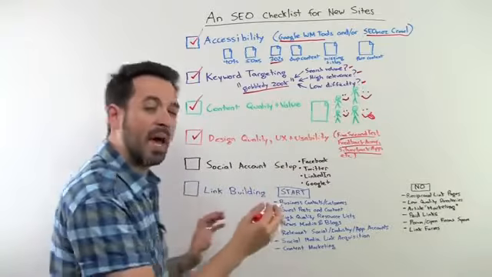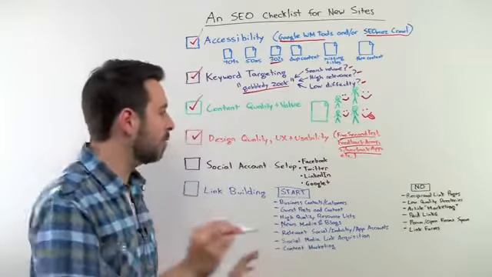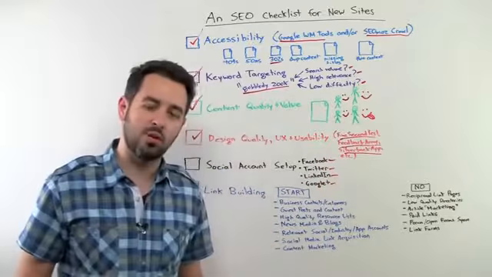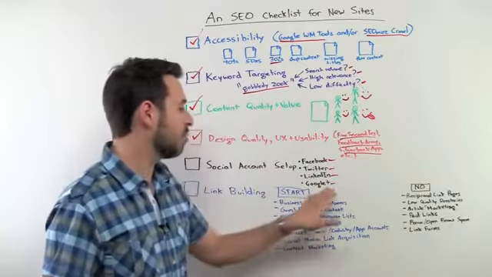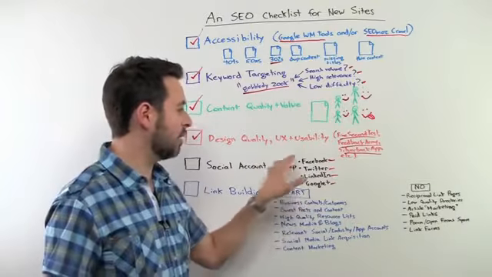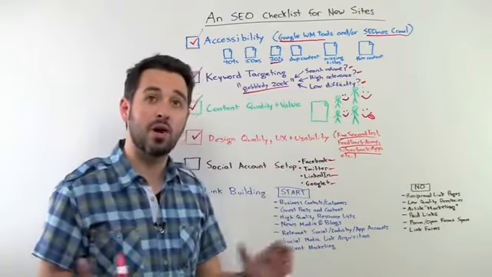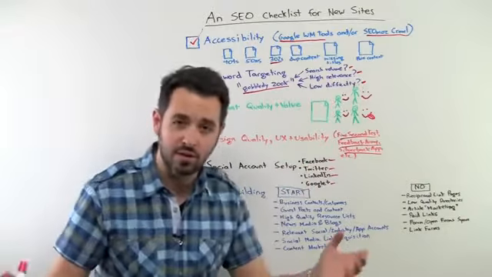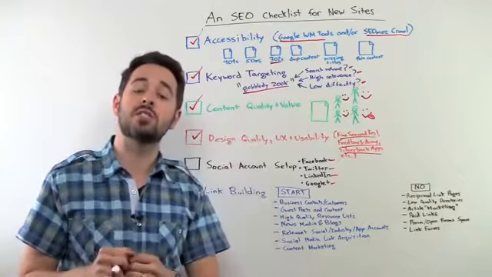So, social account setup. At the very least, you probably want to have these four: Facebook, Twitter, LinkedIn, and Google+, right? Google+ is only about 25 million, but it's growing very fast. LinkedIn, Twitter, and Facebook are all over 150 million users right now. I think Twitter's at 200 million, Facebook's at 750 million. So at least have your pages set up for those.